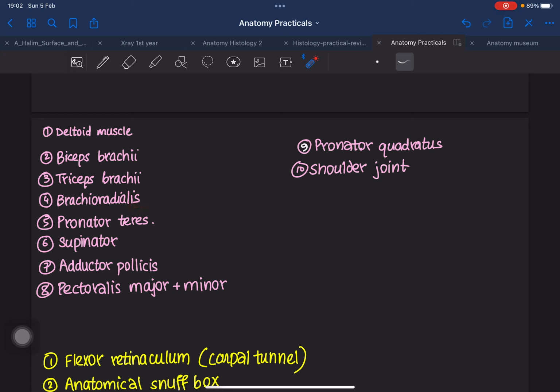Brachioradialis is also very important. Pronator teres is very important. The two heads of the pronator teres would be marked, and you would be asked to write what muscle it is, and all similar questions related to pronator teres. Next, supinator is also very important. Adductor pollicis is very important. Pectoralis major and pectoralis minor are also very important. Pronator quadratus is also important. Shoulder joint is also important.